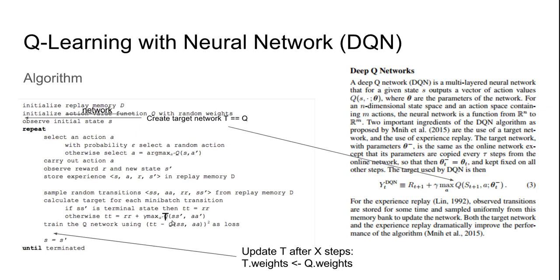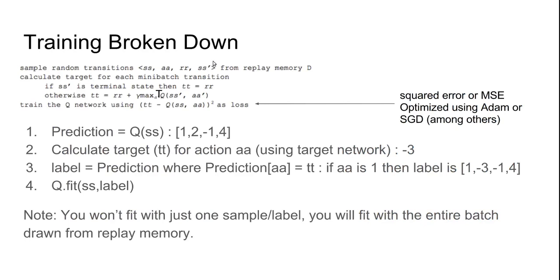So use T to get your predictions for S prime. And then you train Q using the loss, and we'll talk about that on the next slide. So you're doing this, and then every so often, every some tau number of steps, right here, you would update the weights of T by just copying over the weights of Q. So T is following Q, but it's following Q a lot more slowly. So that's the algorithm.